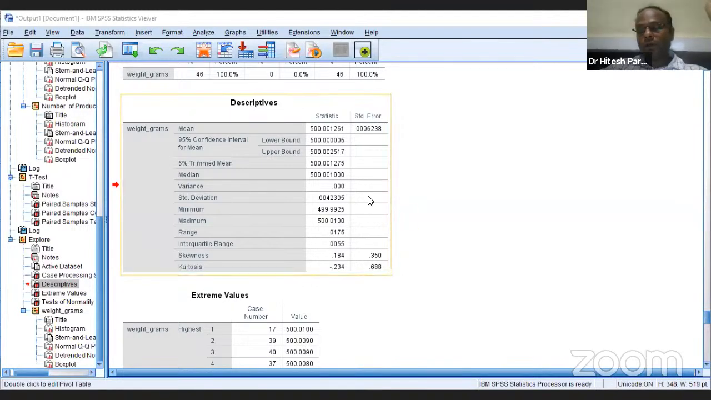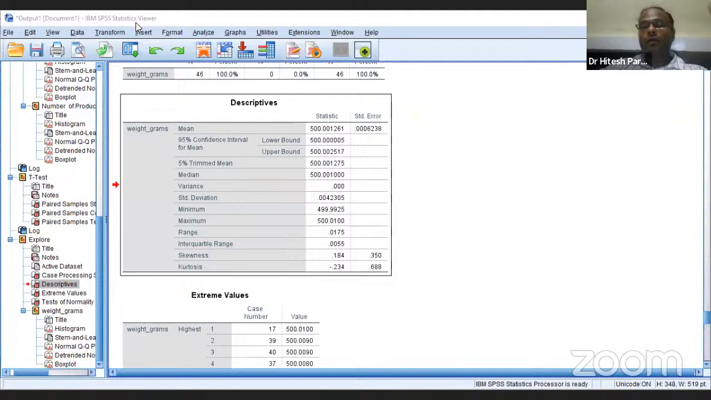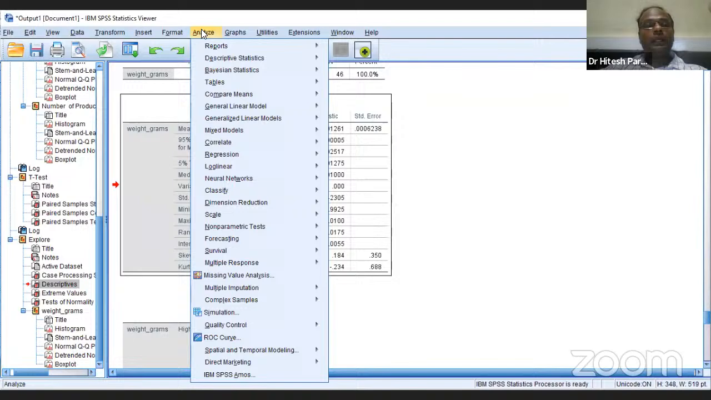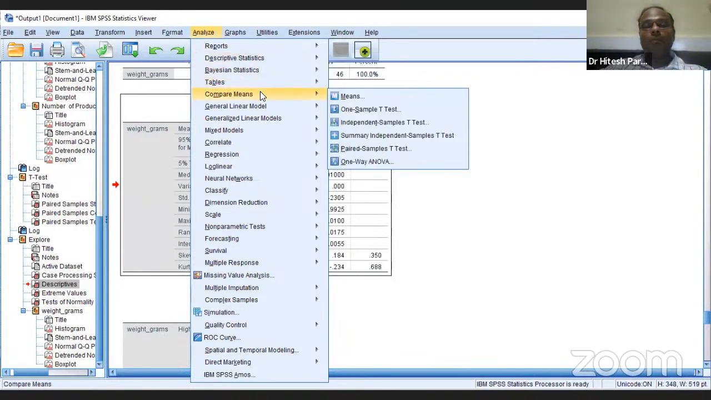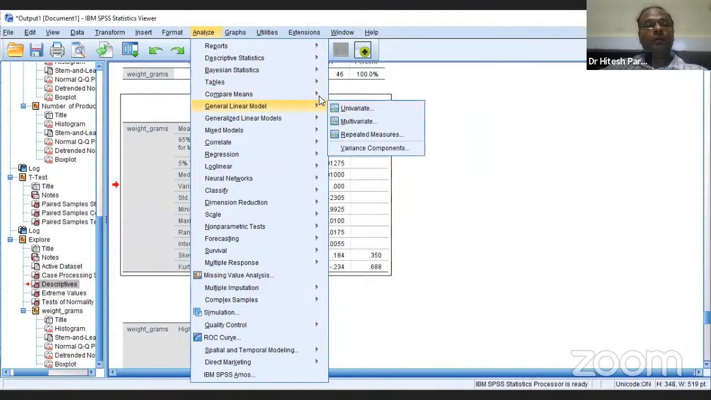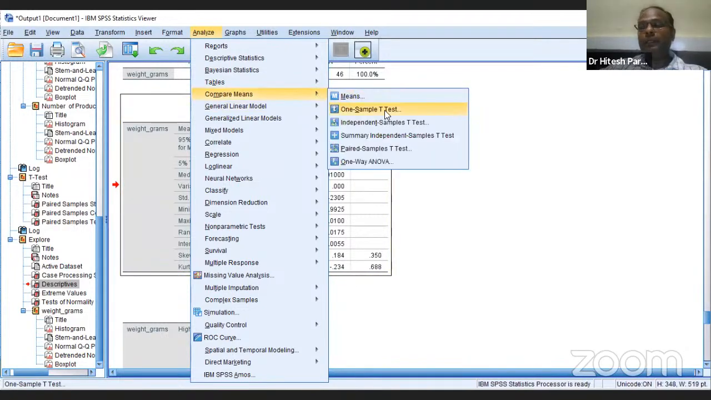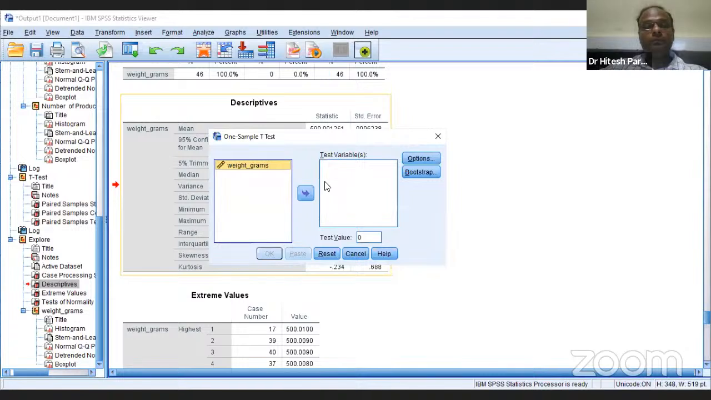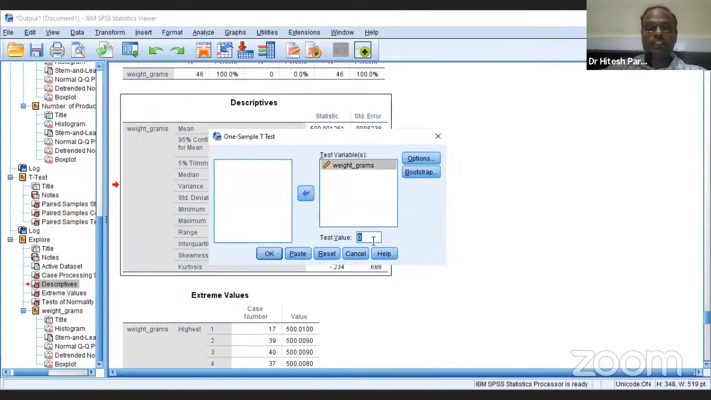Okay, so it is normal. Let us apply one sample t-test. Let us click on analyze, compare means, and one sample t-test. Transfer the variable weight underscore gram here. Test value. The test value here we need to put as 500.